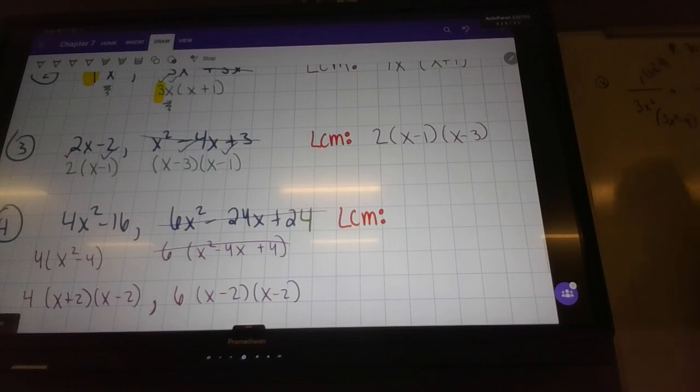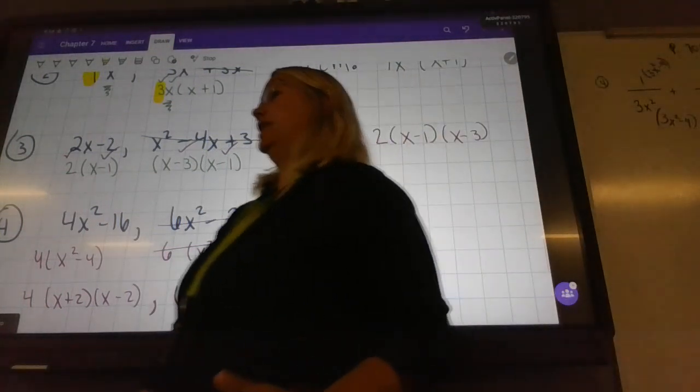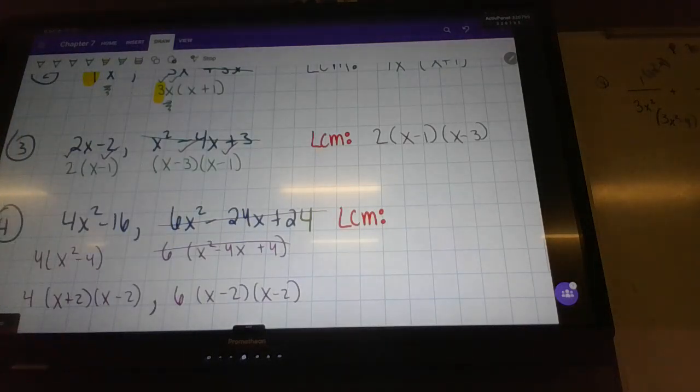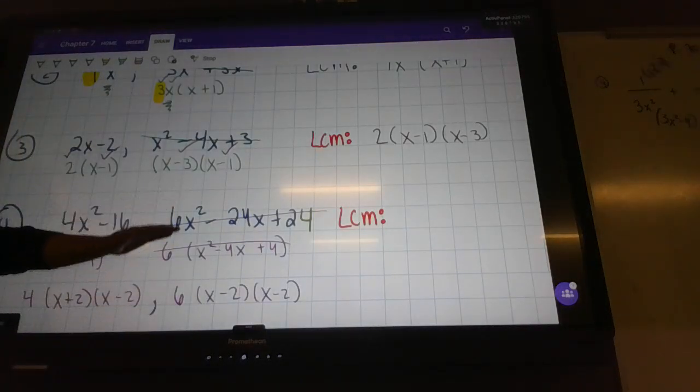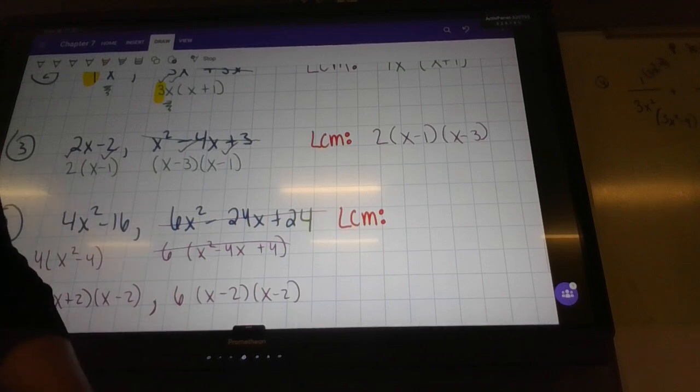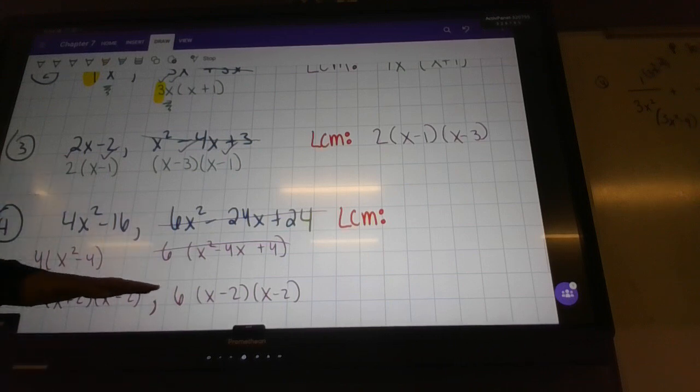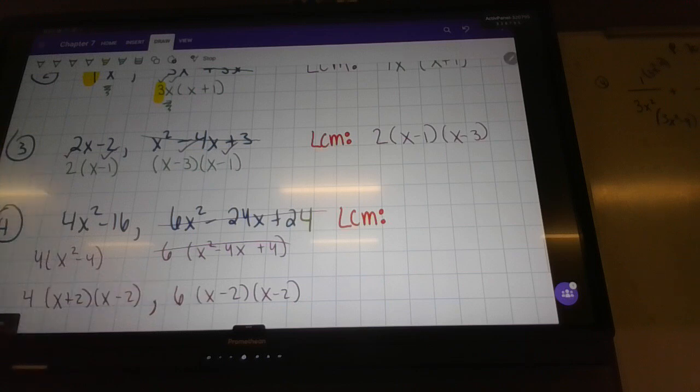All right, so the challenge is still factoring. You've got to factor that first one completely. You've got to factor the second one completely. Now, Josh, what would be the common denominator? What's the least common multiple of these two things here? 24 is a multiple, but it's not the least common multiple. 12.